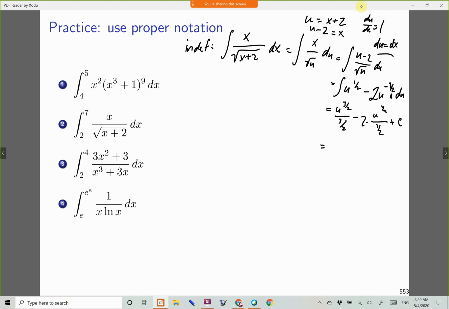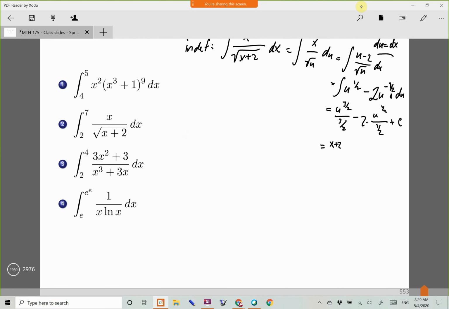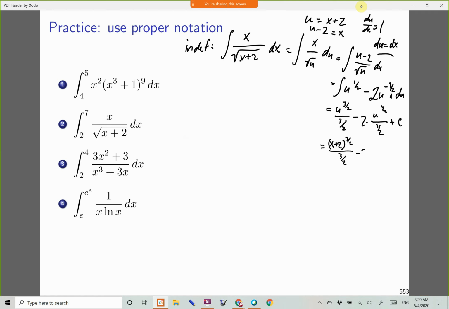Up there with x plus 2. So x plus 2 to the 3/2 over 3/2 minus 2 times x plus 2 to the 1/2 over 1/2 plus c. So there's the antiderivative. Now we can go back here, and now an equal sign is fine right here, staring at just this part.